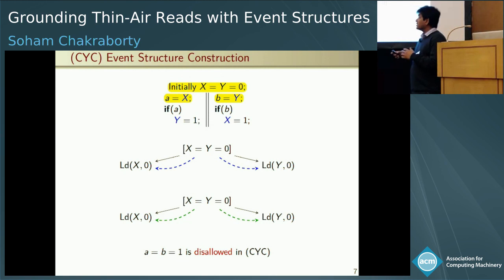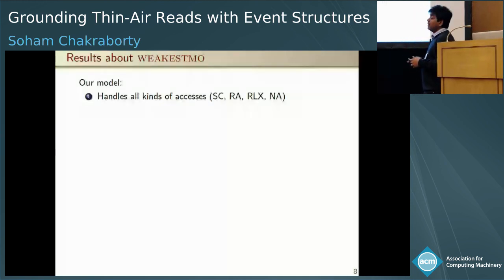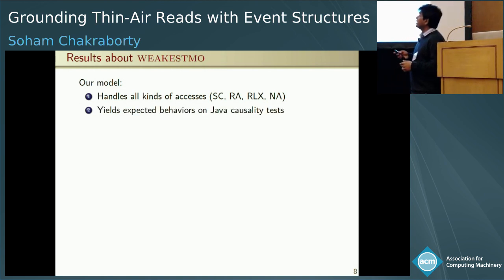So these are two simple examples where I have demonstrated the basic idea of how event structure works. The details of the event structure construction, the consistency checking, execution extraction, and its consistency are described in the paper. Based on this weakest model, we have captured most of the C11 relevant memory accesses. And then we have tested this model on the Java causality test cases, and we have seen the expected behaviors on these test cases.